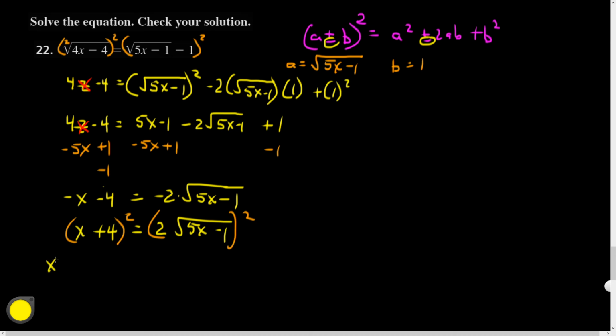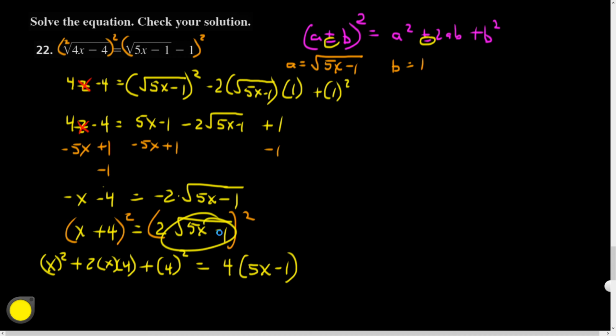So here I'll have x squared plus, and using this pattern, 2 x times 4. Ooh, I would have messed that up. Good thing I didn't. I almost used a shortcut on that, and I would have been wrong. Okay. Equals 2 squared is 4, and root 5x minus 1 all squared becomes 5x minus 1.